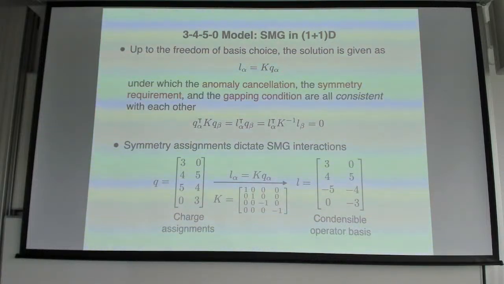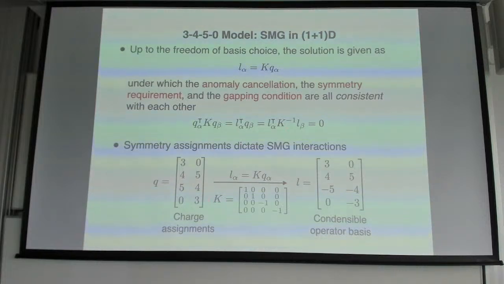Which means if you tell me how you assign the U1 and U1 prime symmetry charges to the fermion, I can use this formula to tell you what interaction I need to add to the system. And this solution turns out to unify all these criteria. If you have an anomaly-free system, which means you already have this equation equal to 0, then it automatically implies the gapping condition if you follow this solution. So this is the solution that ensures the gapping condition given the anomaly-free condition. And you also automatically ensure that the interaction is symmetric.